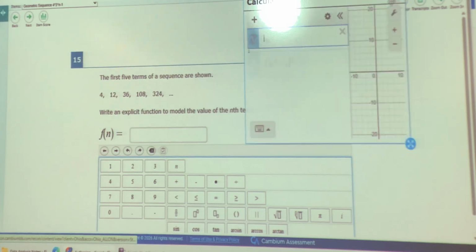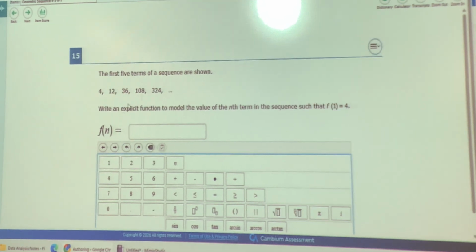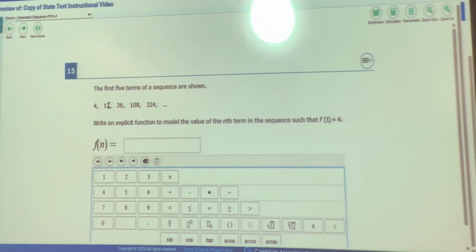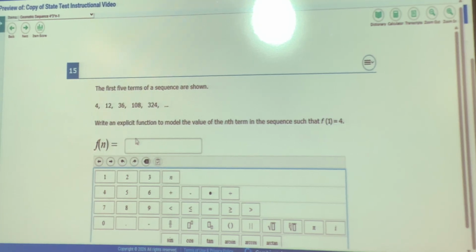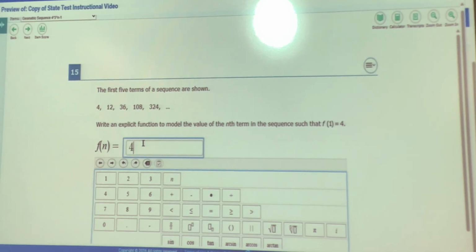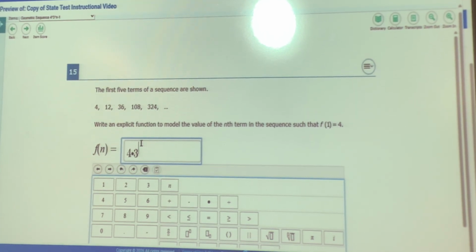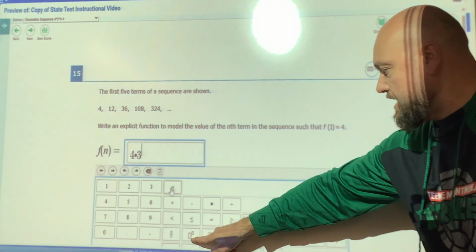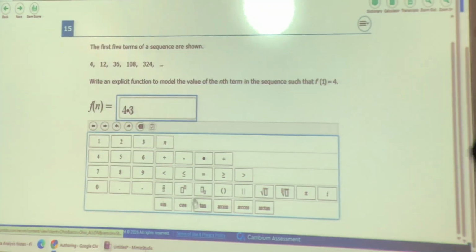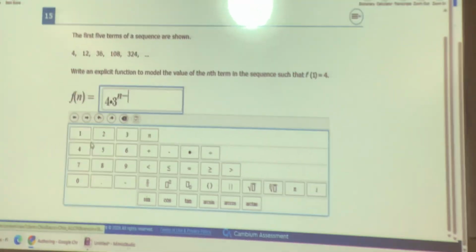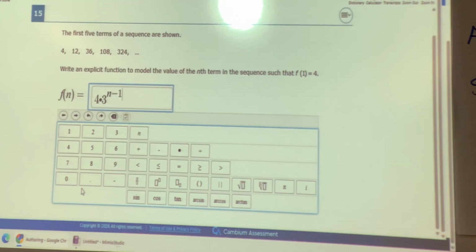Sequence, again, we need to know where it starts. This one starts at 4, and we're going to 12 to 36, so this one is times 3. So we're going to do 4 times 3. But just as a reminder, when you're trying to put the exponent, you can hit this thing down here, and then it's going to be n minus 1. Good?